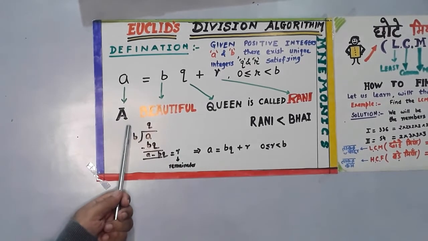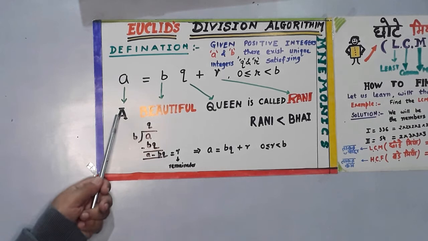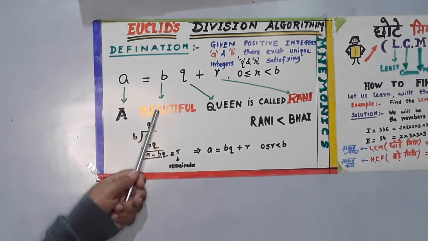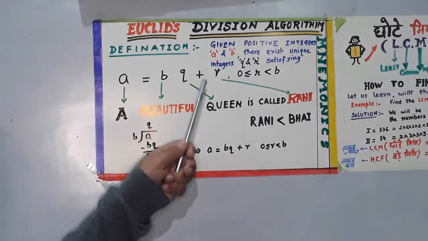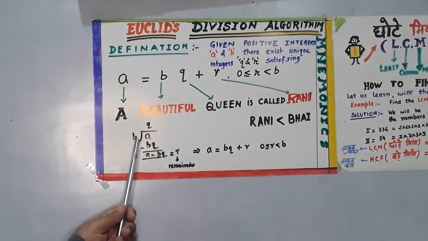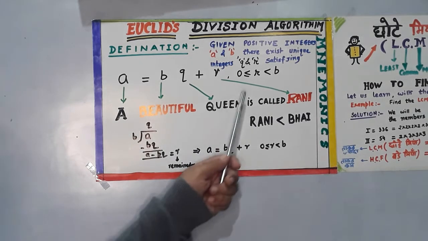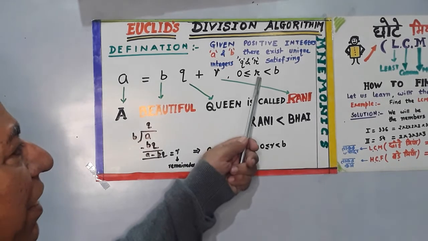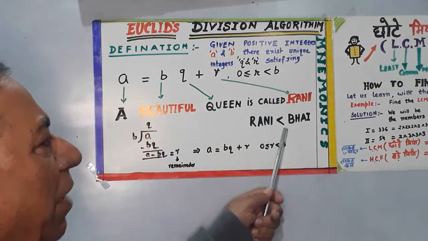Look here, the mnemonic is A beautiful queen is called Rani. A beautiful queen is called Rani. Rani, R is less than B. Rani छोटी है अपने भाई से.